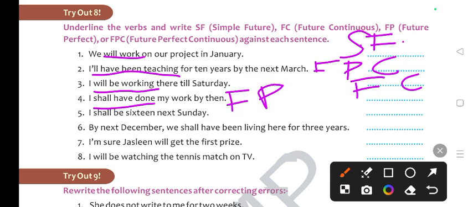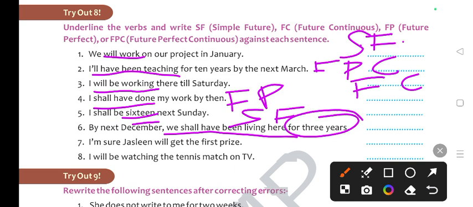Now, I shall be 16. I shall be 16. So this is simple future. Right. Will be, shall be. But here 16 is given, so this is simple future, not continuous, right? By next December, we shall have been living here. Time is also mentioned here. So this is future perfect continuous tense.